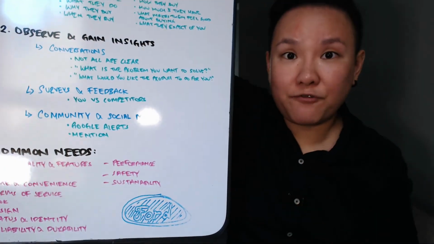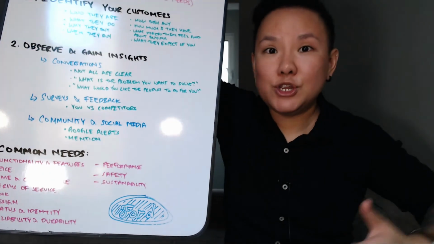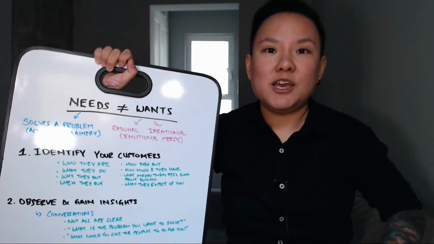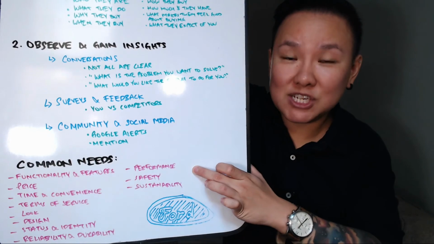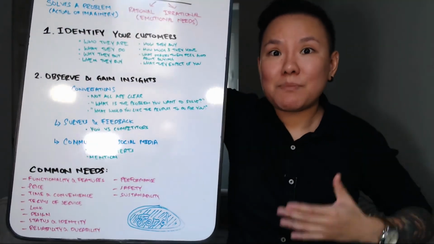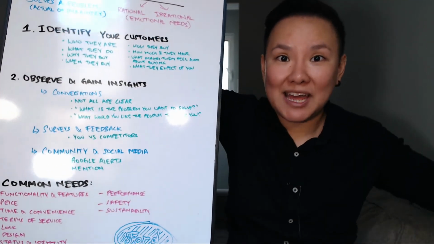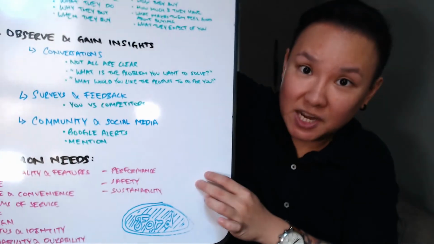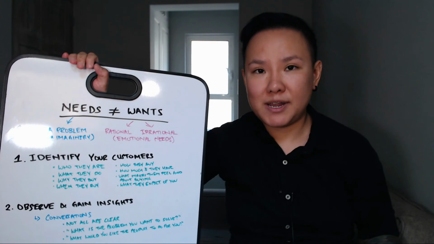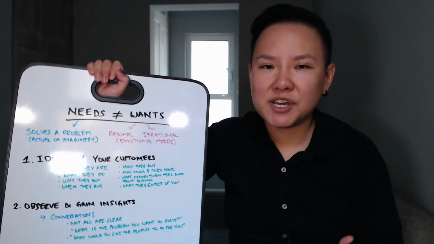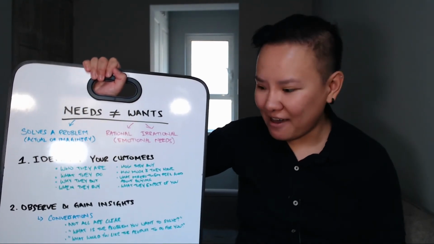And then next one is performance. So for example, if I were to buy a new laptop, I expect it to be fast, to load things fast, for example. And then next thing is safety. So if I'm buying a car, I need my car to be of a certain safety standard, right? And then the last one is sustainability. So, eco-friendly stuff that is great for the environment. That could be a certain need for that. So those are the common needs that your customers might have.